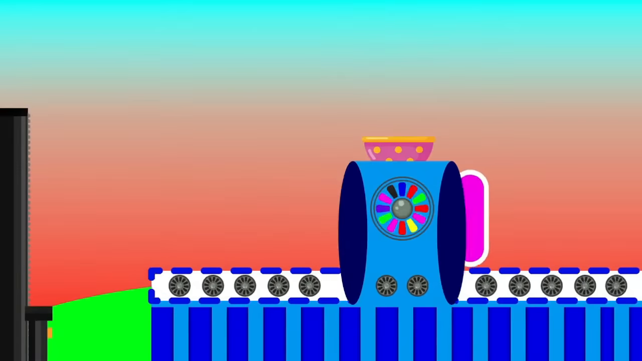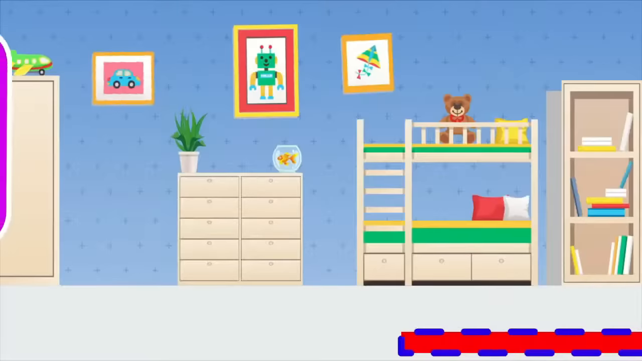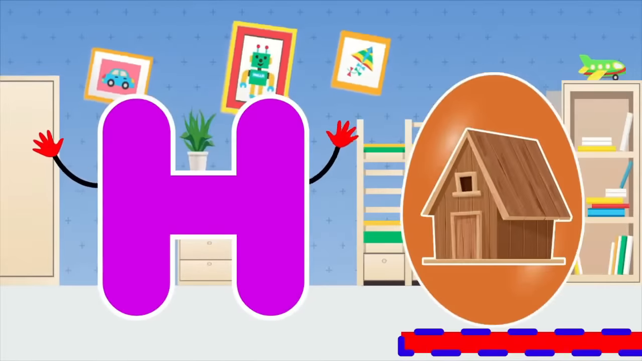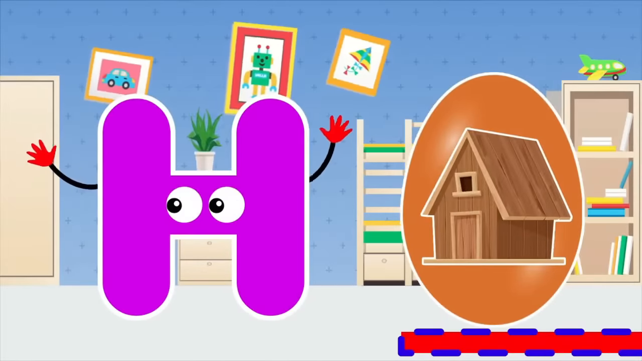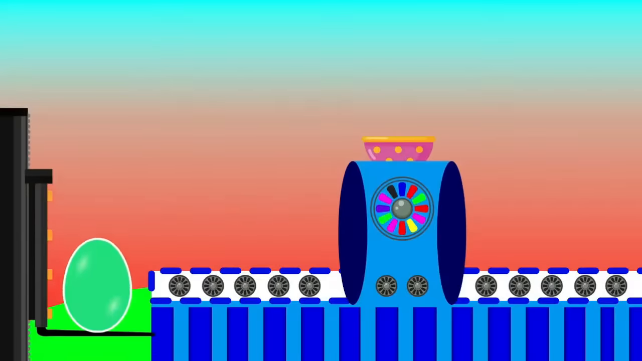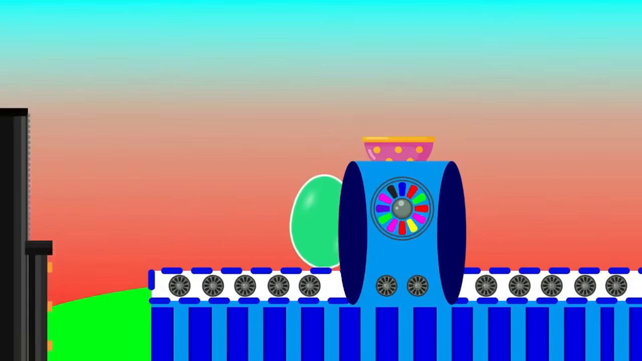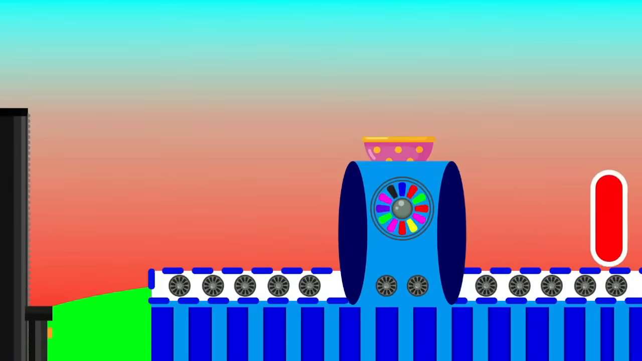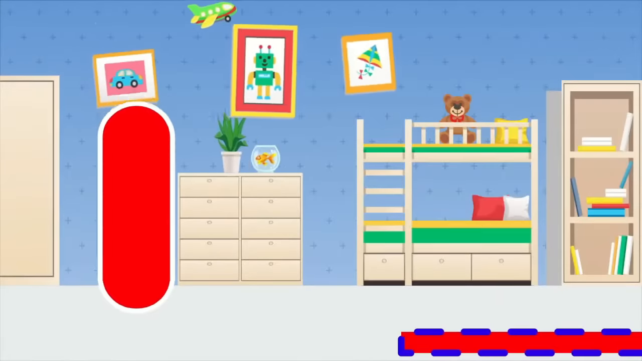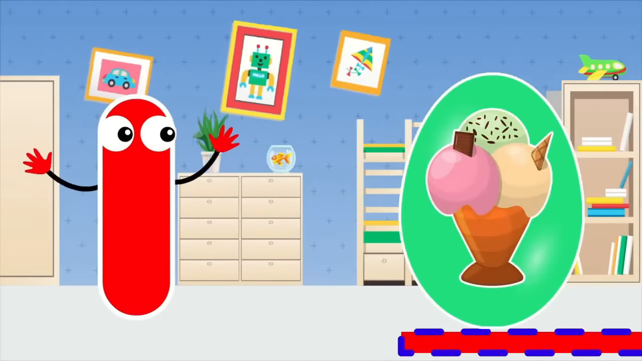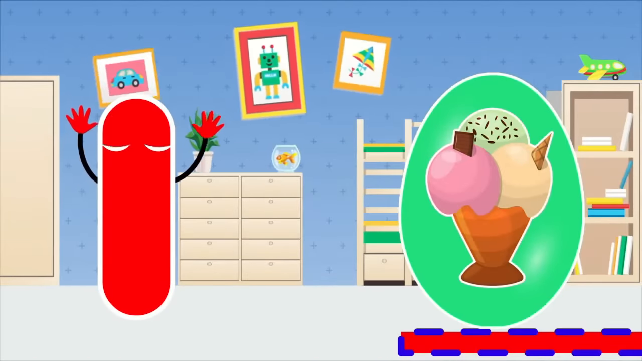Here is an alphabet H. H is for house. Good job! Here is an alphabet I. I is for ice cream. Good job!